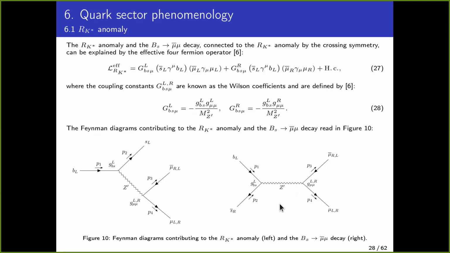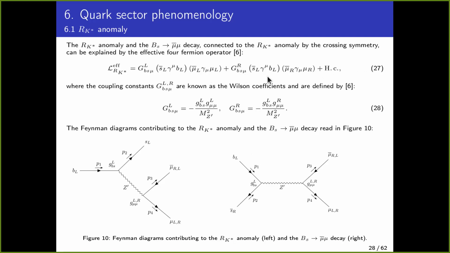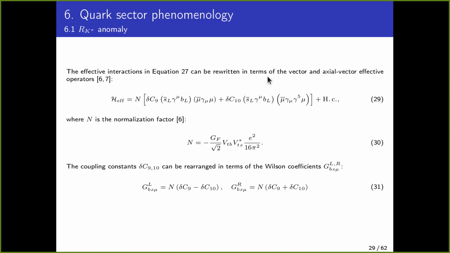So we can start from here. The effective interaction in equation 27 can be rewritten in terms of the vector and axial vector effective operators. This Lagrangian can be rewritten in terms of the Hamiltonian. In this way, the Wilson coefficient is related to delta C9 and delta C10, and n is a normalization factor. As you can see here, the Wilson coefficient can be linearly expanded in terms of this coefficient.